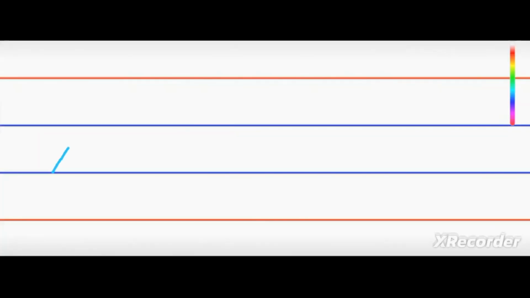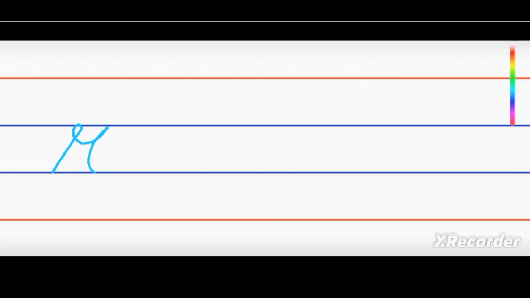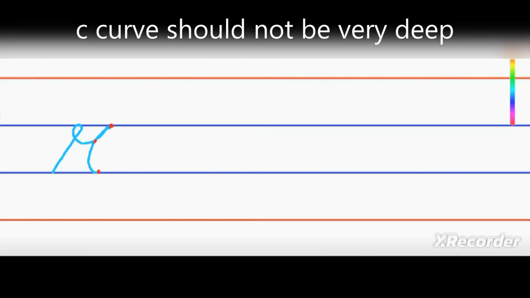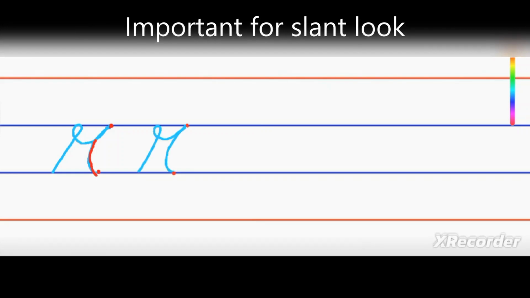Starting with a slant line, making a small knot and making a low line curve which is not as deep as U. Then from here making a C curve. If this is ending at this point, the low line C curve is ending at this point, and this C curve is not very deep.